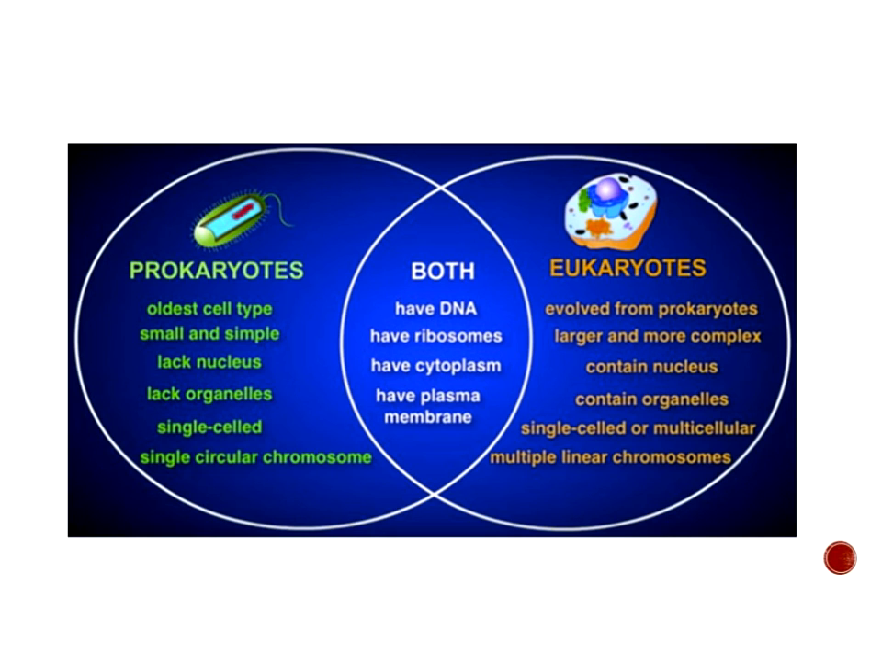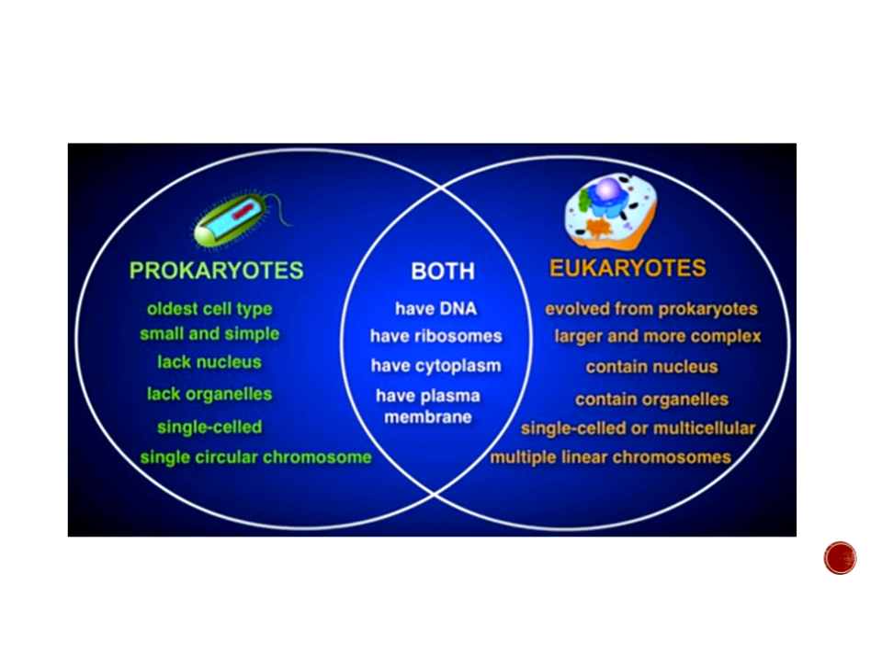And so I do have a little slide here that kind of shows you a comparison between the two, a little Venn diagram. Both prokaryotes and eukaryotes will have DNA. They will both have ribosomes. They both are going to have cytoplasm kind of filling the inside of the cell. And they both have an actual plasma membrane. They both have a cell membrane that separates the cell from the outside of the cell.